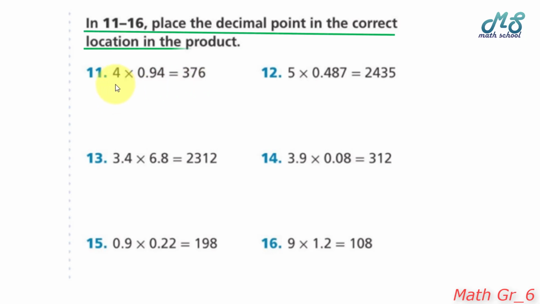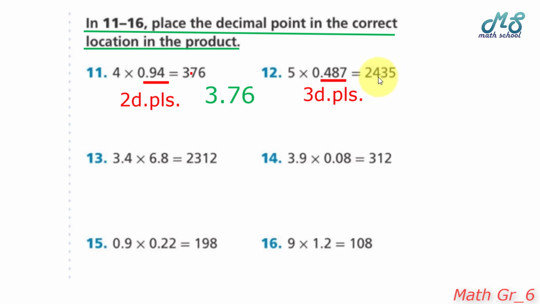Now we have 0 decimal places and 2 decimal places. So insert the decimal point in the product after 2 digits from the right. So we get 3.76. It's the product. 5 times 0.487 equals this number, but without the point. In the same way, how many decimal places? We have 3 decimal places. Insert the decimal point after 3 digits from the right, so we get 2.435.